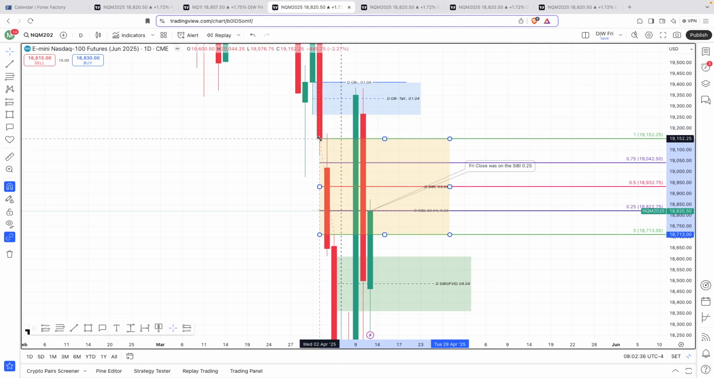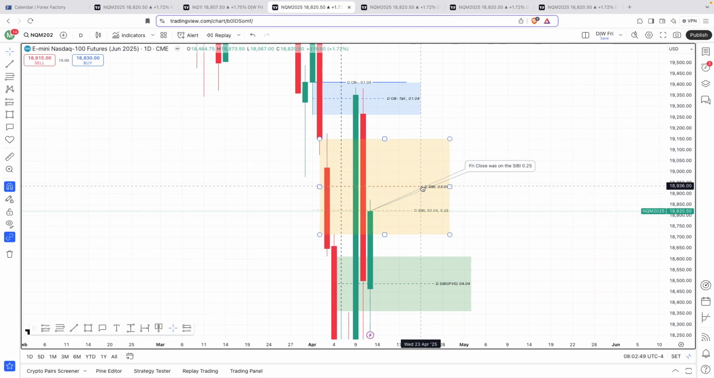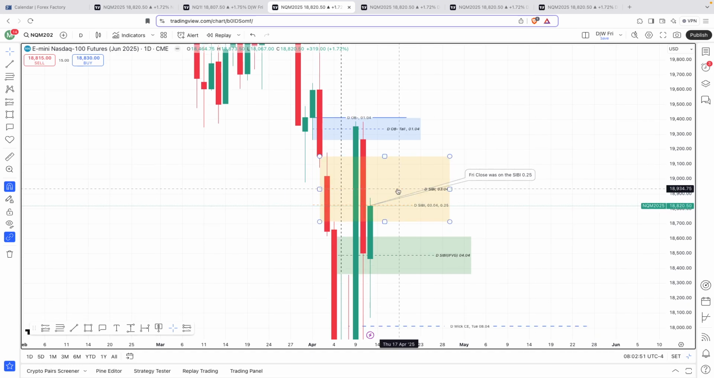So we can also see it like this or like this. So if we add like this, then we see the quadrants and see how it respects the 0.25 quadrant level. And it stays below the consequent encroachment of this CB with the volume imbalance. And we will see later what caused this reaction in price over here. So we are in the general area.